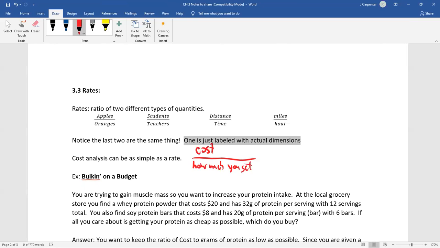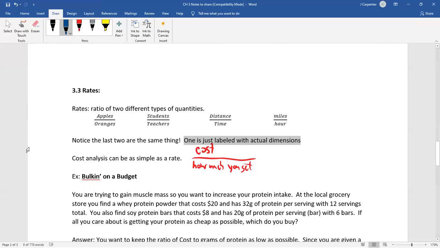Now, when we talk about how much you get, you can talk about this in, maybe it's the number of candies, maybe it's the weight, maybe it's based on the size. It just depends on the context of the problem. Now, what's cool is a lot of grocery stores actually put what we call a unit cost.